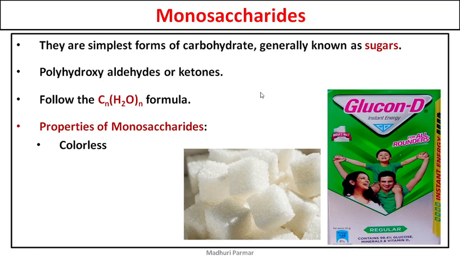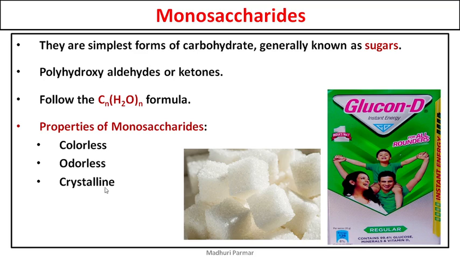Now, some properties of these monosaccharides. How will you identify that it is a monosaccharide? They are mostly colorless. In the chemical sense, you always call a white substance colorless. Here you see table sugar, which is colorless and odorless. Odor meaning smell. There is no smell of monosaccharide. Think about Glucon D. If you have tried it, it is nothing but glucose, right? Glucon D is white in color. You call that colorless. It does not have any smell unless it is flavored. If it has some lemon or orange flavor, it will have some odor. Otherwise, the original Glucon D does not have any flavor.